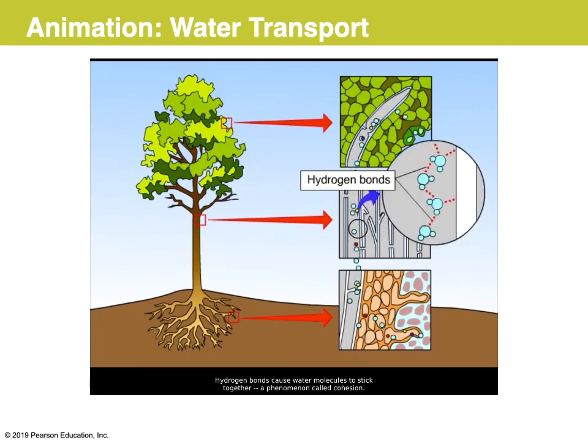Hydrogen bonds cause water molecules to stick together, a phenomenon called cohesion. As each water molecule evaporates, it pulls on the next water molecule, and it pulls on the next. This relays the pull of evaporating water molecules all the way down to the roots. The cohesion of water helps to keep gravity from pulling the water molecules back down.